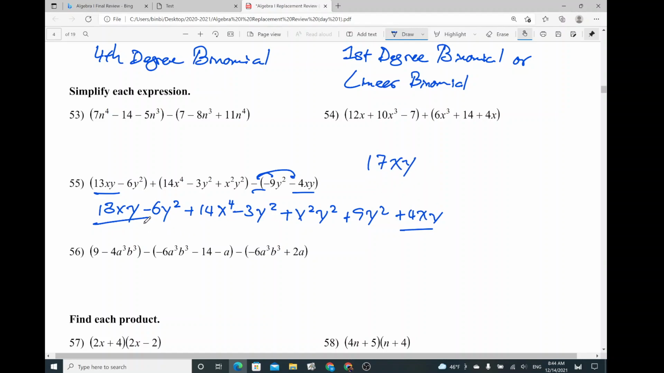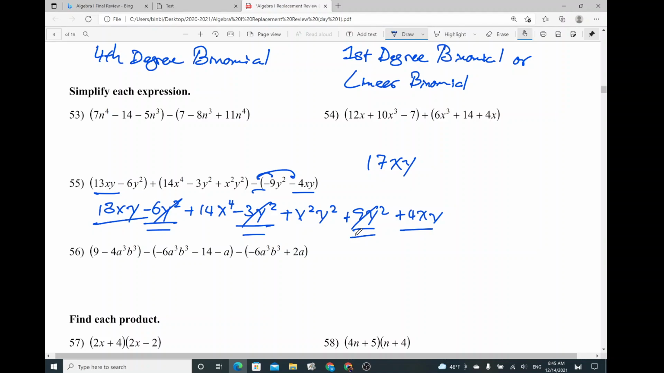And then the next one, negative 6y squared. Anything that's related with y squared. Negative 3y squared. 9y squared. So this one doesn't count because that comes along with x squared as well. So negative 6 minus 3, negative 9. Negative 9 plus 9, 0. So the y squared term got canceled.